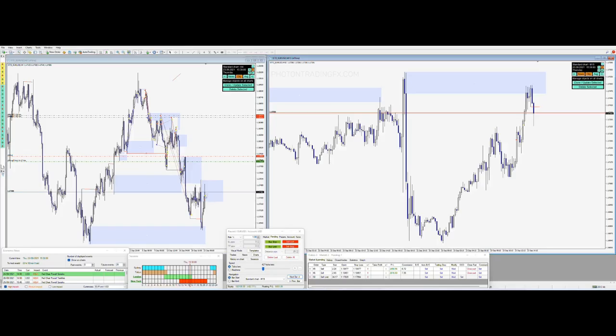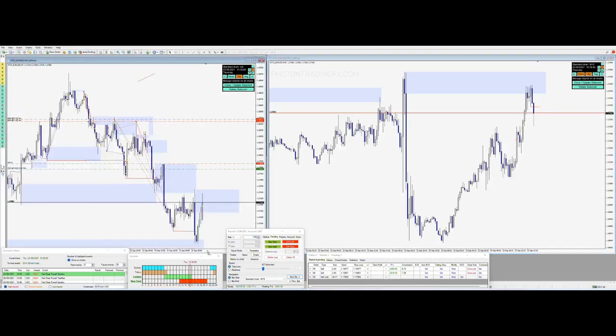Assume the trend will continue until it doesn't. We had a break of structure. Let me zoom in so you can see it. This is our most recent 4-hour high, not our most recent. This is our swing high. It's a strong high because it took out the low.